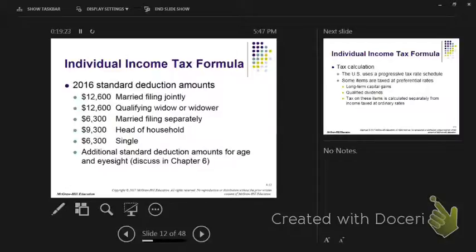Head of household, I think. Now I can't remember. I believe it was head of household. So married filing jointly and qualifying widow, $12,600. Married filing separately is exactly half, and so is single. And then head of household. I think head of household last year was $92,050. So it went up by $50.